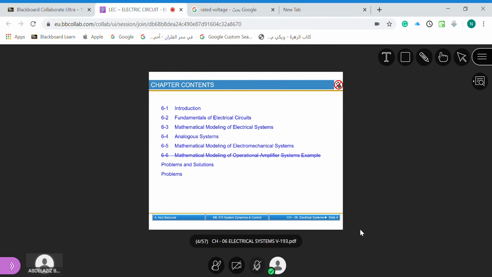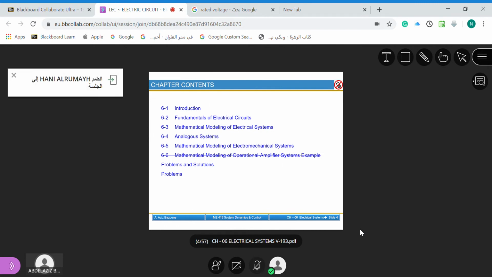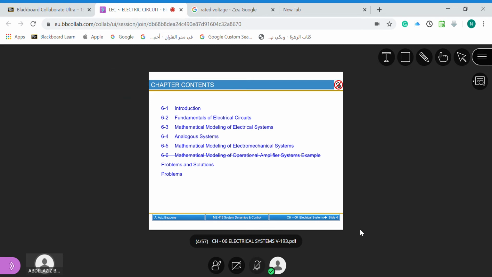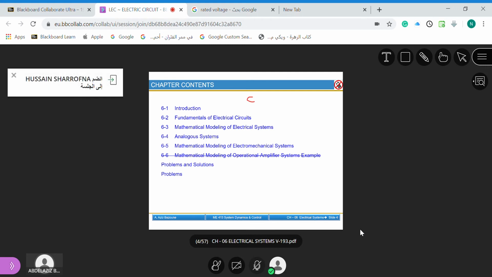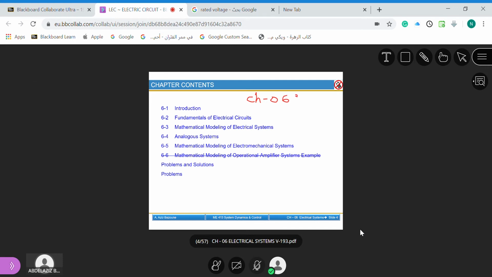So today, Shabab, we have a new chapter. We will start chapter 6, which is electrical systems and electromechanical systems. Chapter 5 is omitted because we will not take it. It's about state space variables. But here we are talking about chapter 6, electrical and electromechanical systems, directly.